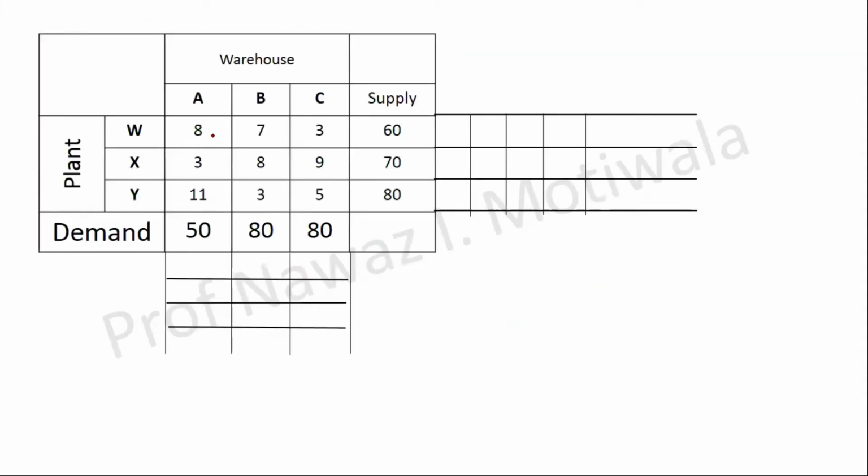So starting with the first step, we check whether the supply and demand are equal or not. Yes, the supply and demand are equal with a value of 210. So it's equal. The next step will be to find out the row and column penalties and find the initial feasible solution by Vogel's approximation method.